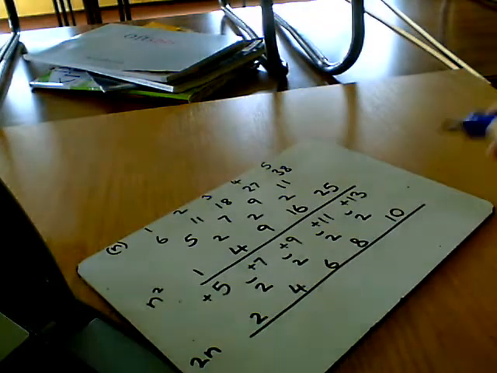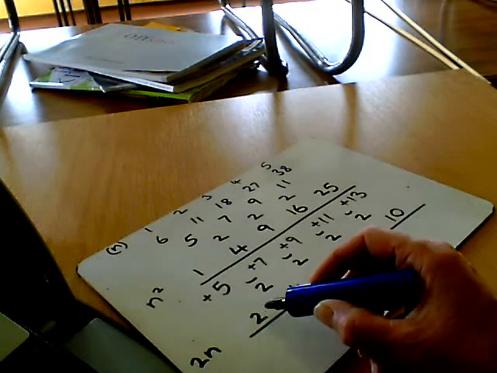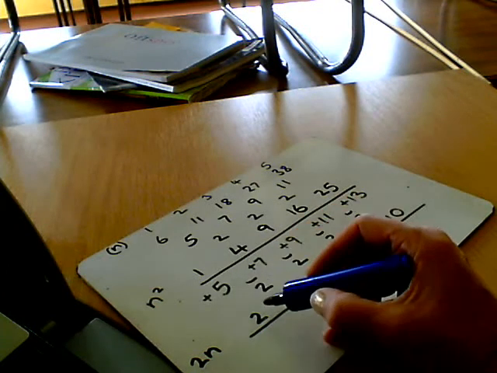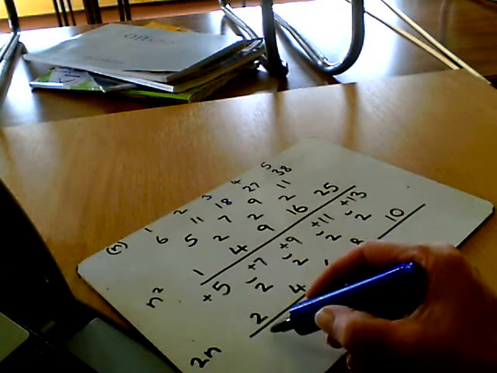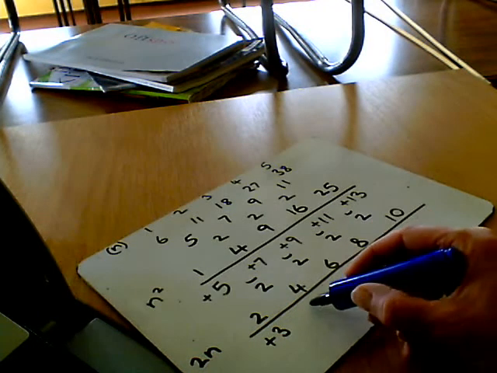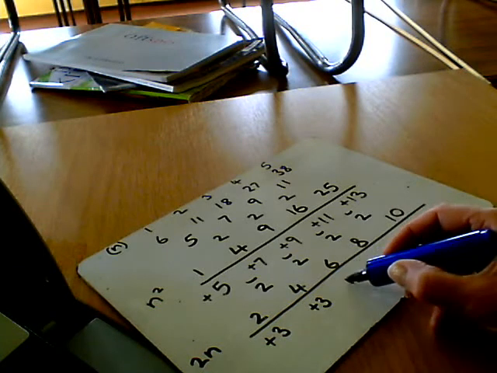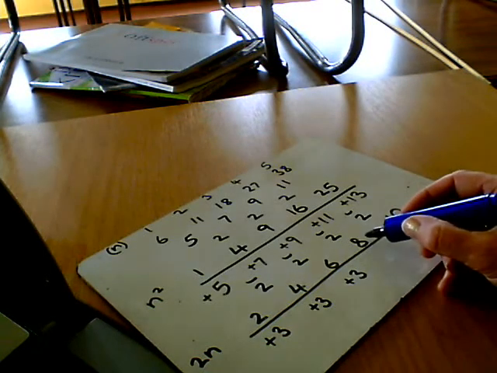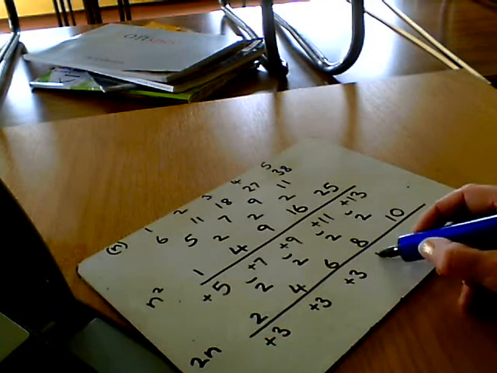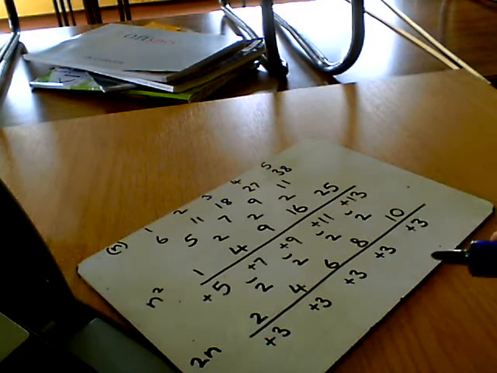And here we go again. Let's see if we can find the difference. Right, well, I can see here that I have to add 3 to 2 to equal 5, so that's plus 3. I have to add 3 to 4 to equal 7. I have to add 3 to 6 to equal 9, and I have to add 3 to 8 to equal 11, add 3 again to 10 to equal 13.